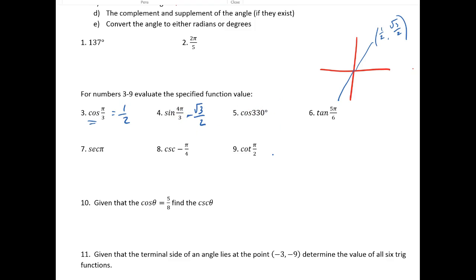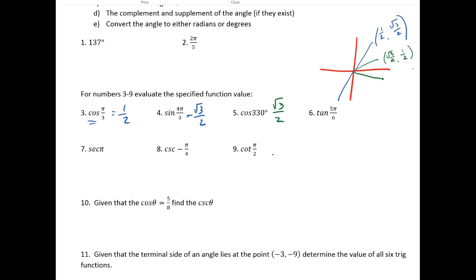Cosine of 330, okay, 330 is actually here. It's the one that matches 30 degrees. Those two match. So the point for 30 degrees is root 3 over 2 comma 1/2, which means this one's the same. I need the x value here. There we go, and it's positive because even though we're at the bottom, x's are positive over here, okay?